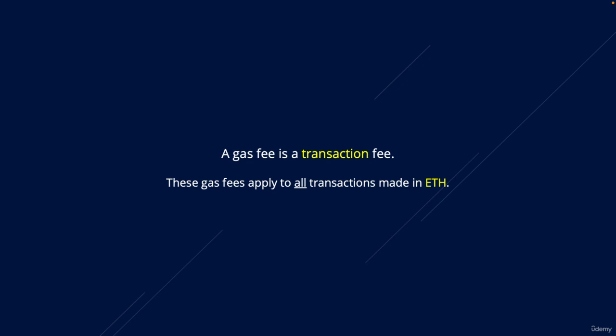In the most simplest terms, a gas fee is literally a transaction fee. These gas fees apply to all transactions made in Ethereum. It doesn't matter if you're buying an NFT, whether you're buying a hat for your girlfriend or your boyfriend, it doesn't matter. If the transaction is made in Ethereum, there is going to be a gas fee applied to it.